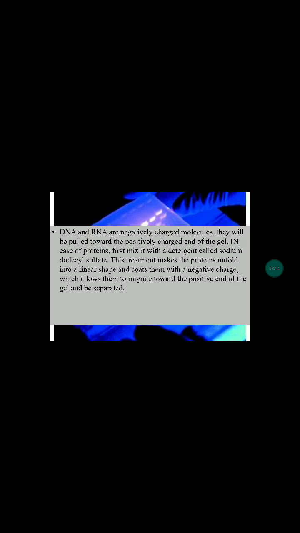In case of protein, the molecule should first be mixed with SDS, sodium dodecyl sulfate. This treatment makes the protein unfold into a linear shape and coats it with a negative charge, which allows it to migrate towards the positive end of the gel and be separated.